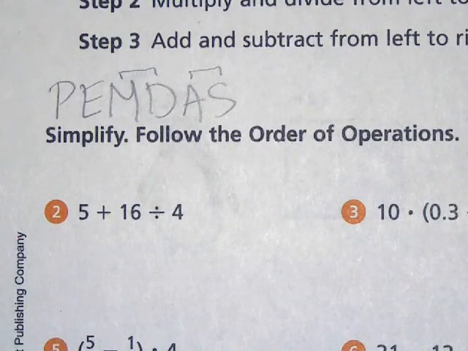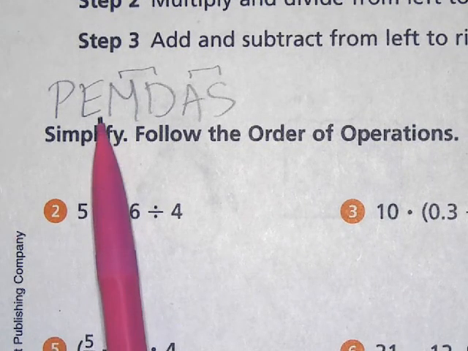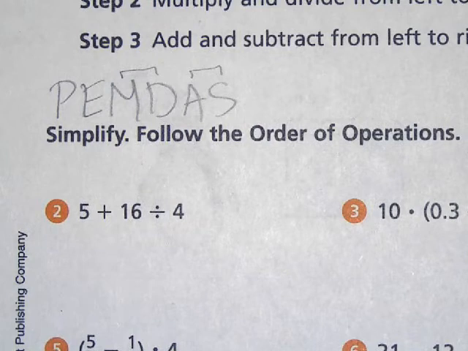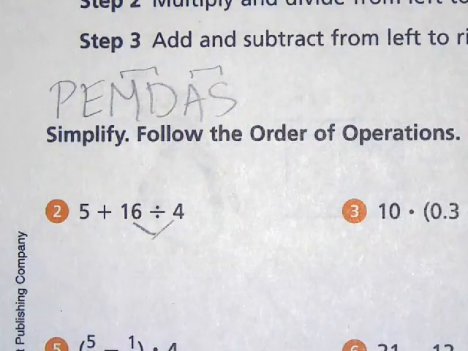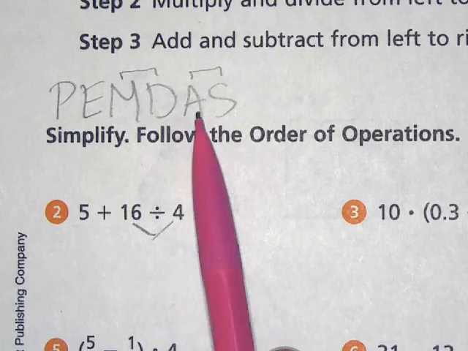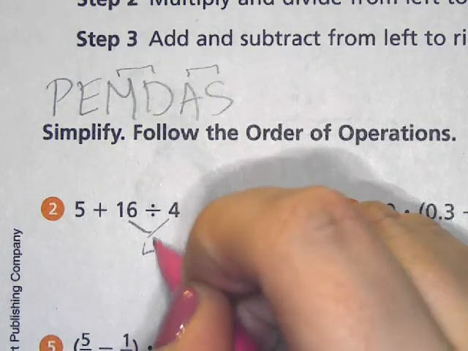So, are there any parentheses, class? Yes or no on number 2? No. Okay. Any exponents? Yes or no? No. Any multiplication or division? Yes or no? Yes. Okay, then that is where I begin. So, I put a caret. Even though it wasn't listed first, the D in PEMDAS comes before the A. So you have to do this part first. And 16 divided by 4 is 4.